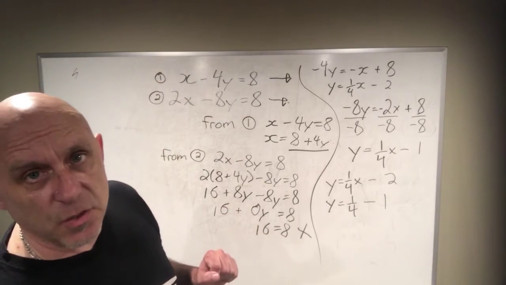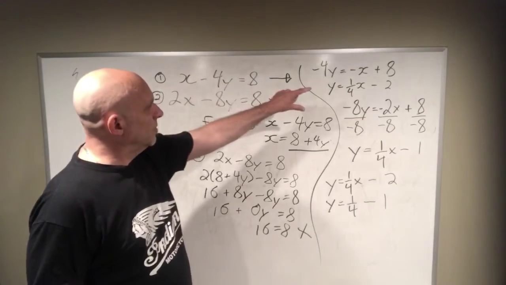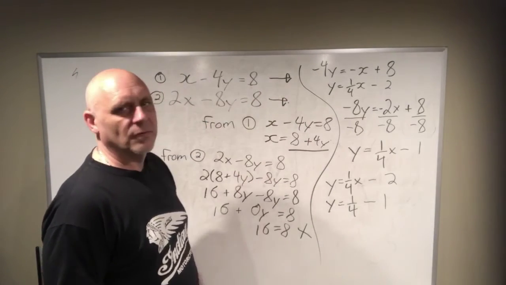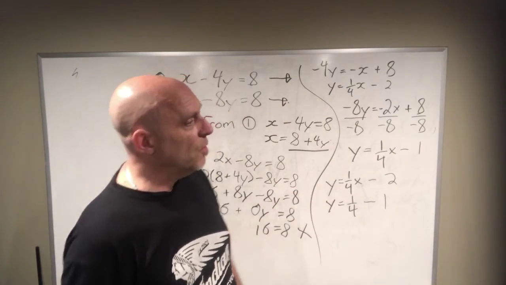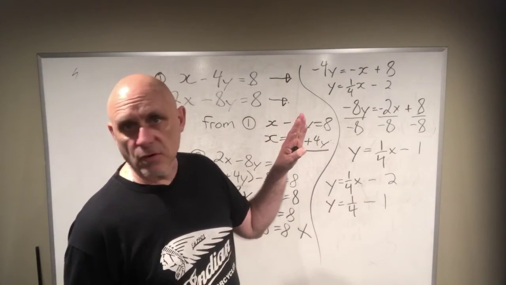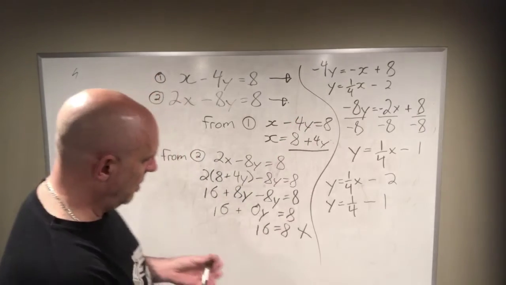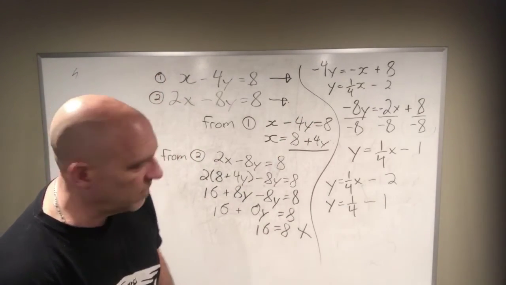If you want to check your work, put it in y equals mx plus b form. You say, oh, of course they're parallel. They have the same slope but a different y-intercept. So they both slant at the same angle and they never cross. Never.